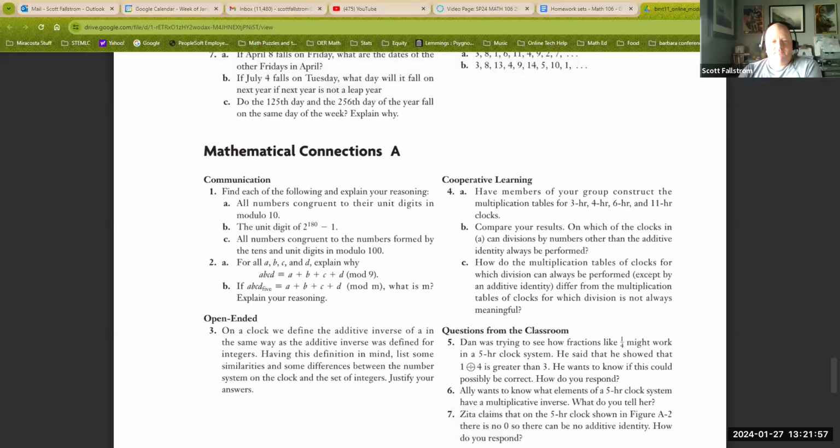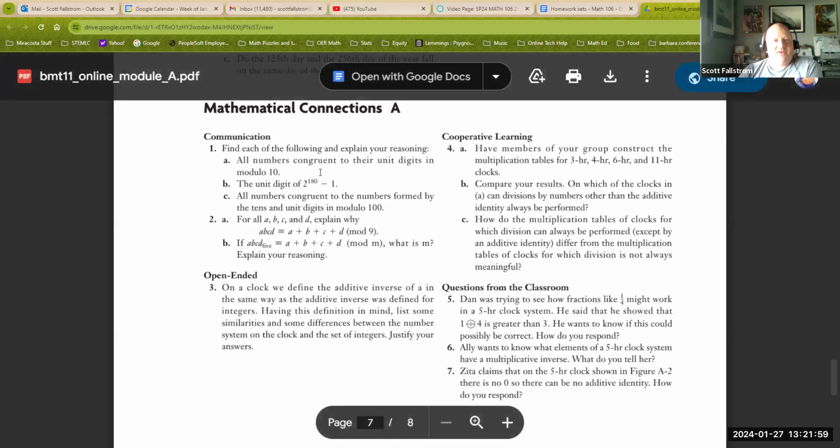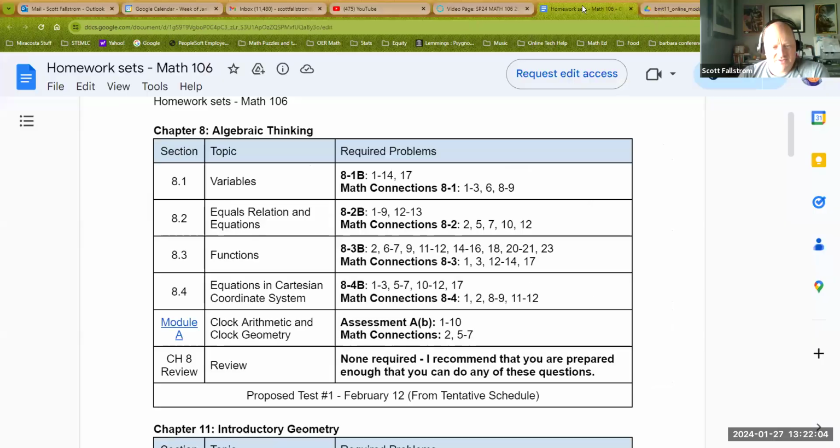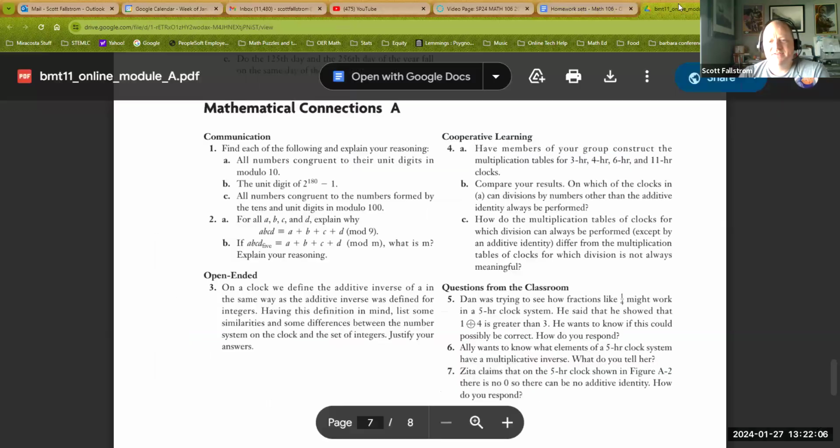Hello, students. We are checking out Math Connections in Module A. In Math Connections, I had question 2 and then 5, 6, and 7.